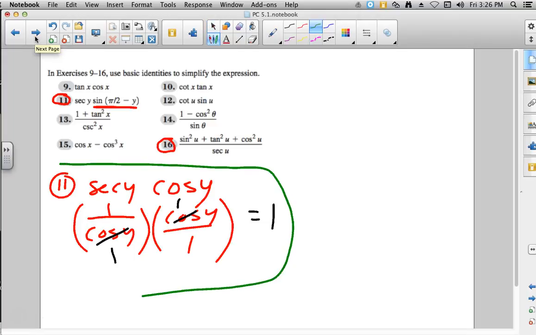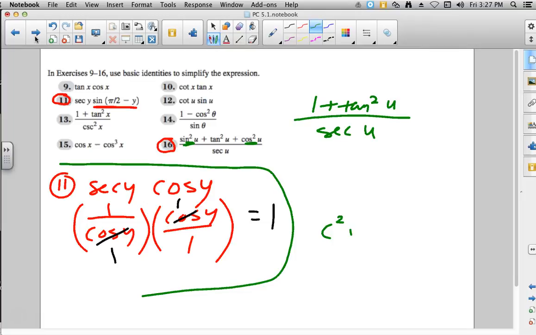All right, number 16. When I take a look at this one, I see sine squared and cosine squared. That is a 1. 1 plus tangent squared. Whoops, I'm missing a t. Tangent squared u over secant of u. And then I start thinking, wait a minute, 1 plus tangent squared u, isn't that supposed to be one of our Pythagorean identities?